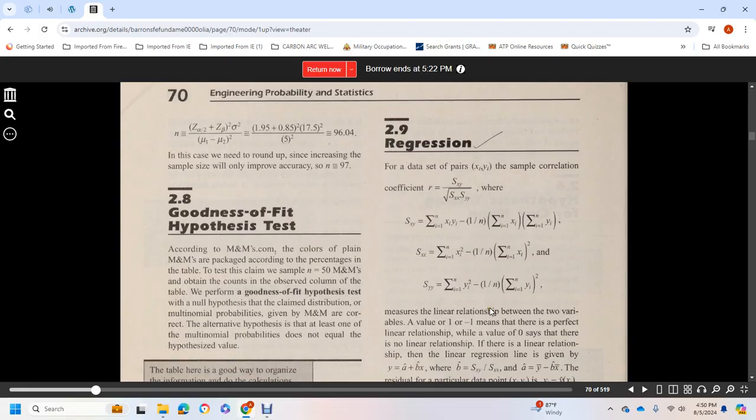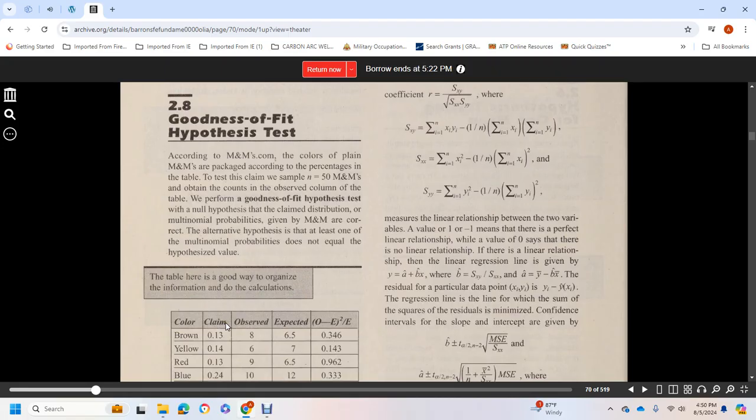Alright, 2A, the goodness of fit hypothesis test. According to M&Ms.com, the colors of plain M&Ms are packaged accordingly, with a percentage for each color in the table. The test claims that a number of 50 M&Ms are obtained with counts in the observed column of the table. We perform a goodness of fit hypothesis test. The null hypothesis claims the distribution's multinomial probabilities given for an M&M are correct. The alternative hypothesis is that at least one multinomial probability does not equal the hypothesized value.